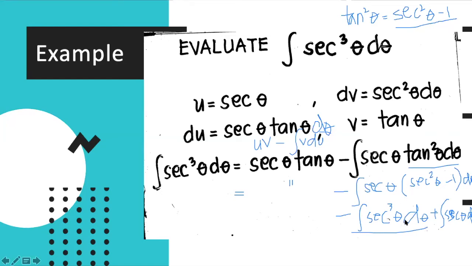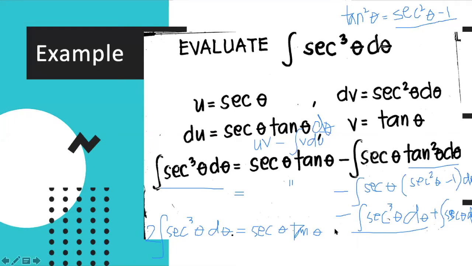So what we will do now is we transpose this part of the equation to the left side. Take note na transpose natin ito kasi yung nasa left side is secant cube, so pareho sila. We can combine them. Transposing negative integral of secant cube theta d theta to the left side will give us positive secant cube theta d theta. So 1 plus 1, you have 2 times the integral of secant cube theta d theta, equal to, just copy the first term, plus the integral of secant theta d theta.